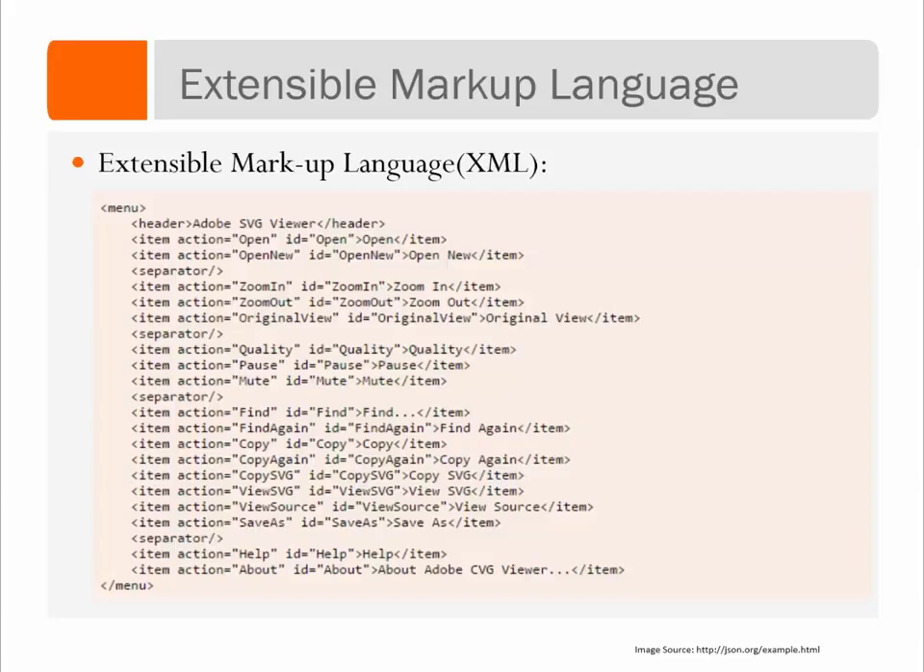And here's an example of extensible markup language, XML, being utilized within a code example. So we see the menu there, a number of menu items, header, different item actions, and then we close out with the closing menu tag.